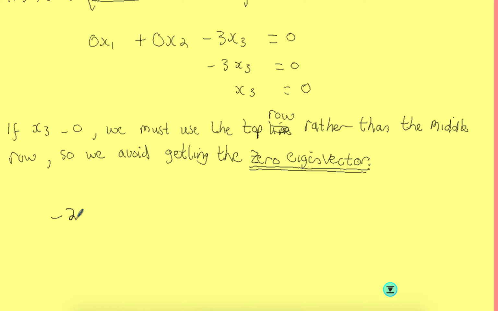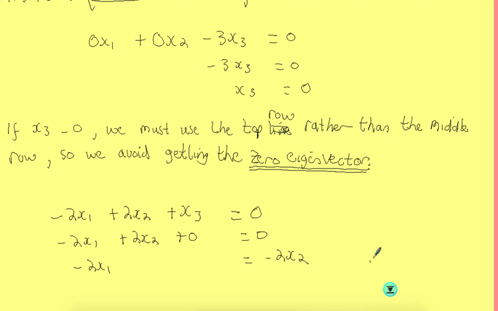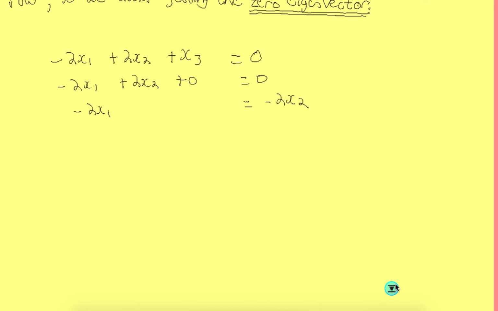Right, so negative 2x1 plus 2x2 plus x3. Right, but we know x3 is equal to 0. So negative 2x1 equals negative 2x2. I can simplify those both. I can divide them both by negative 2, so that just means that x1 equals x2, or 1x1 equals 1x2. So x1 equals 1, and x2 equals 1. x2 equals 1, x1 equals 1. So my eigenvector for lambda equals 3 is t(1, 1, 0).